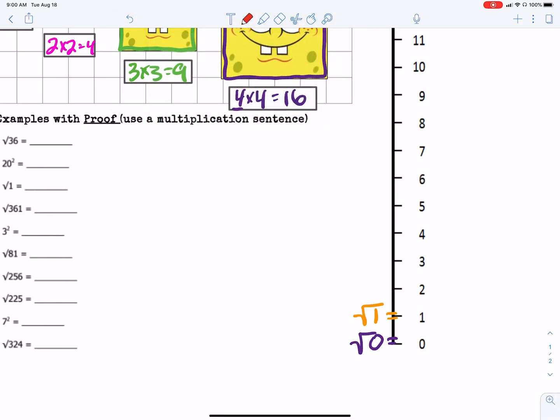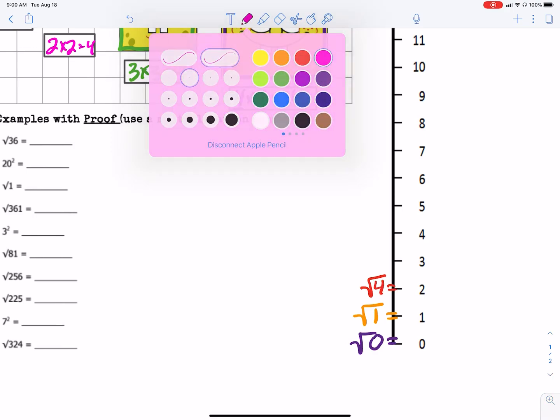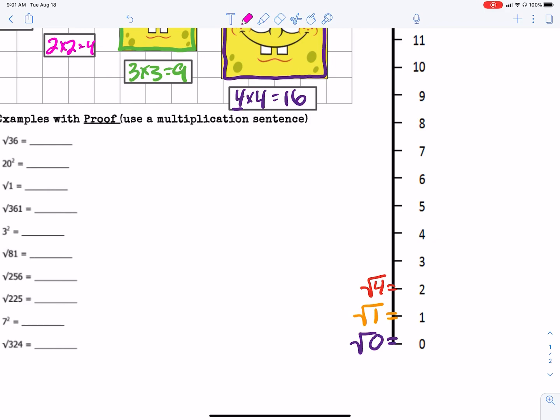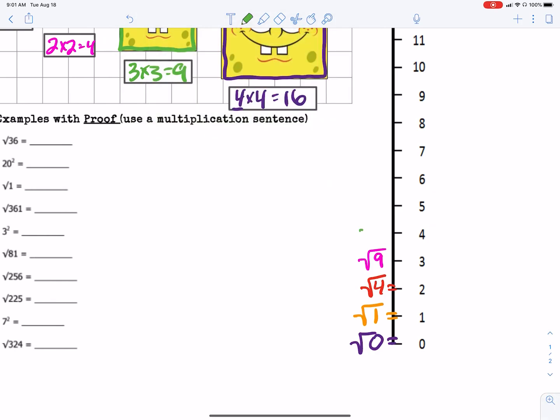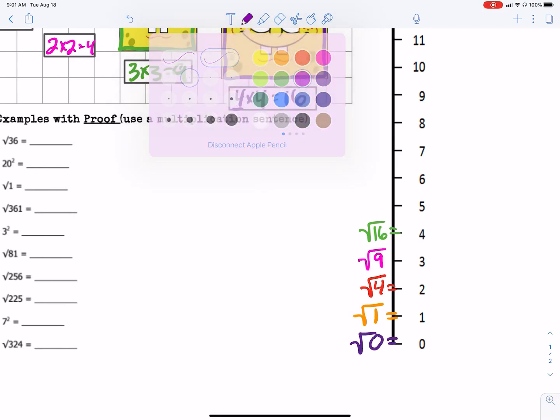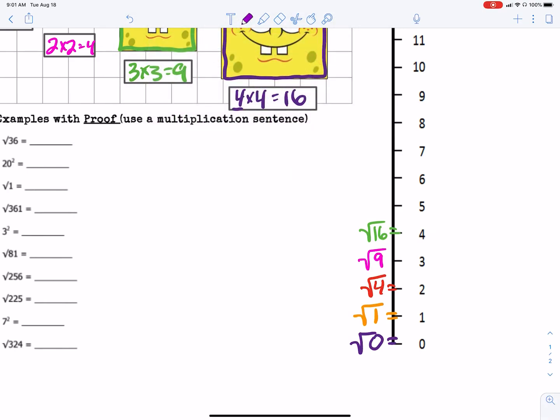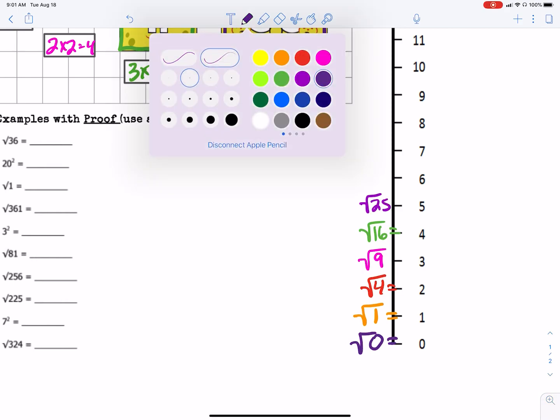2. 2 times 2 is 4, so the square root of 4 equals 2. So now we have 3. 3 times 3 is 9, so the square root of 9 is 3. Let me use a different color. 4 times 4 is 16, so the square root of 16 is 4. 5 times 5 is 25, so the square root of 25 equals 5.